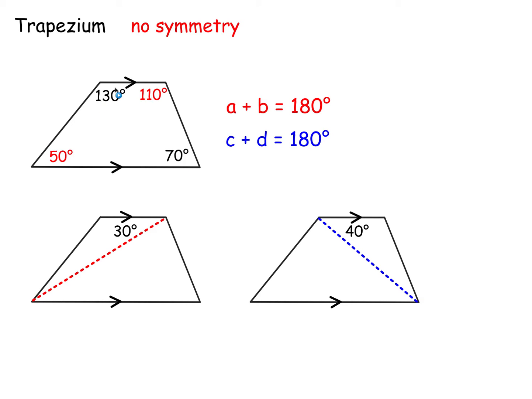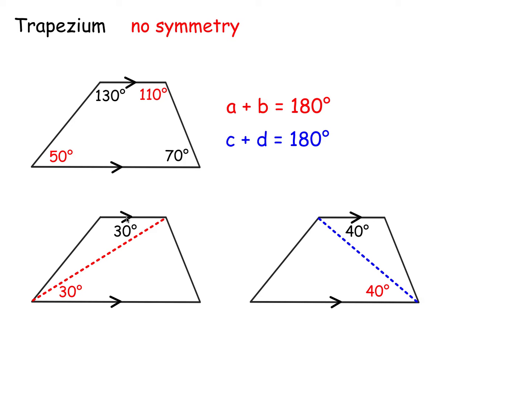Altogether it makes 360. 180 on the left, 180 on the right, but there's no connection between the left and the right. Knowing the left doesn't help you figure out the right. Alternate angles in the Z shape, alternate angles in the Z shape. Again, knowing this 30 doesn't help you get the 40 in any way.